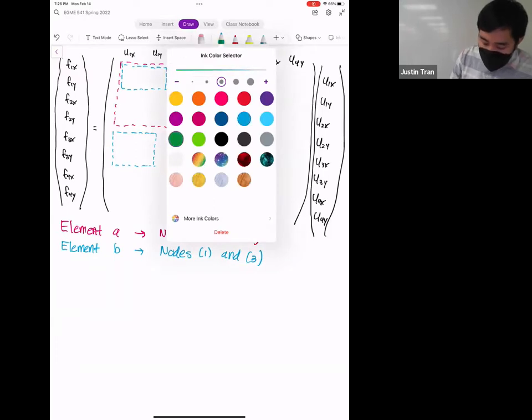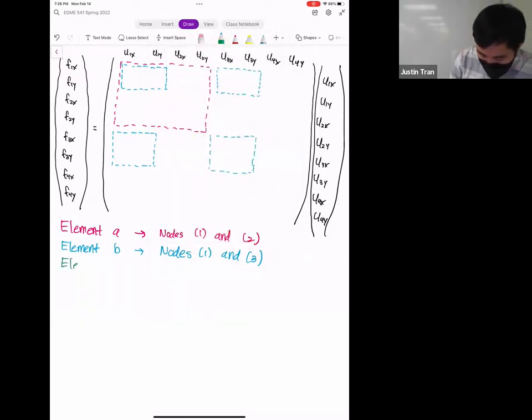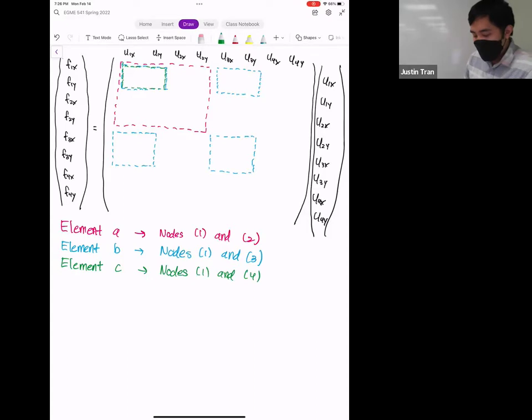All right. And so finally, we have element C. Okay, so element C is nodes 1 and 4. For nodes 1 and 4, we have this box right here, and so a lot of action on this one node, which makes sense because all 3 elements are connected at node 1. Whenever you have multiple elements connecting at a single node, those areas are going to be pretty busy in the global stiffness matrix.